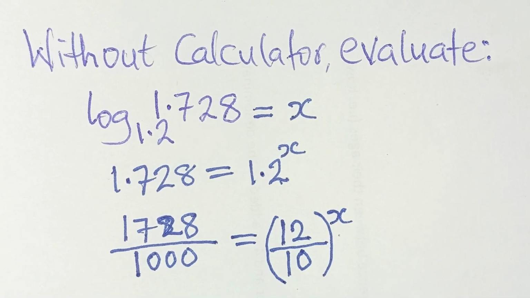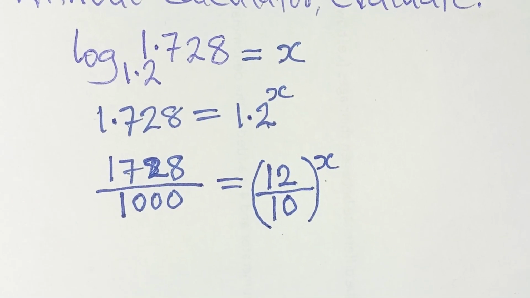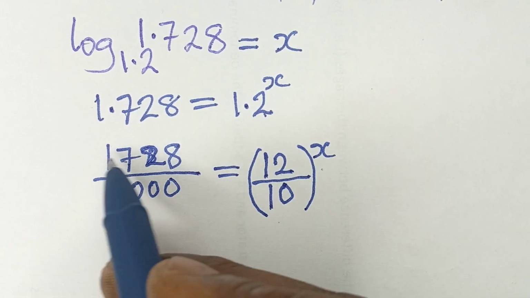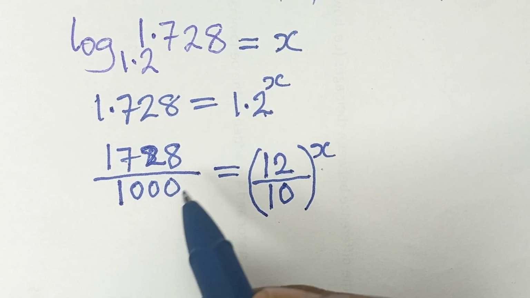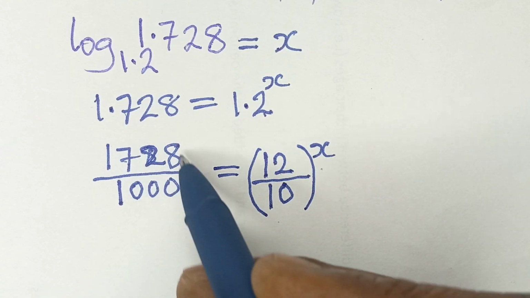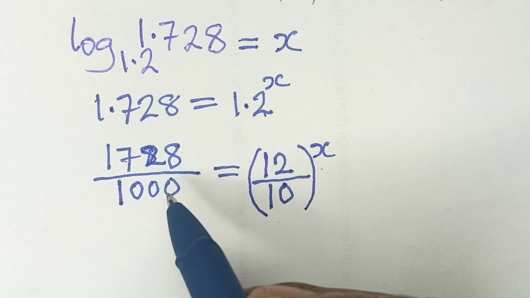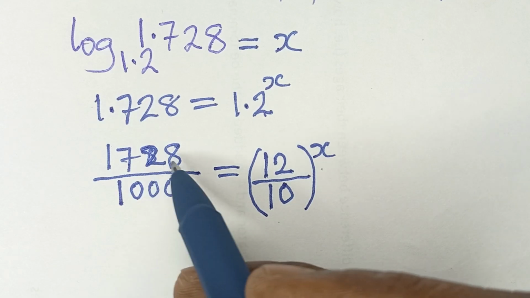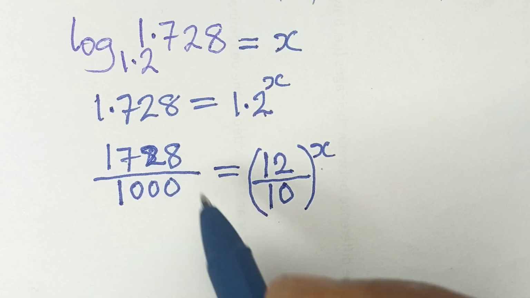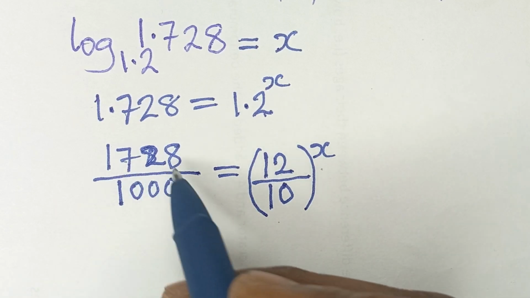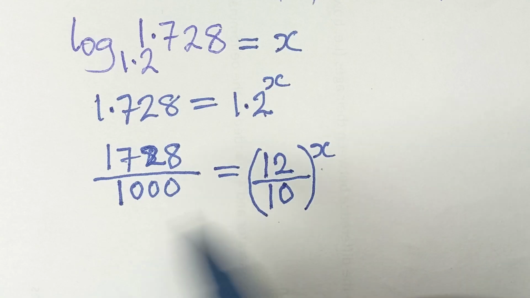So now we're going to try and simplify further and see what it gives us. So now, this number, if you look at it properly, the last two numbers are 28. So when we have a number like this, where the last two numbers are 28, that means it can divide by 4. So when we have a situation like that, then we know that the whole of this number can divide by 4. So 1728 divided by 4. Let's use short division method.